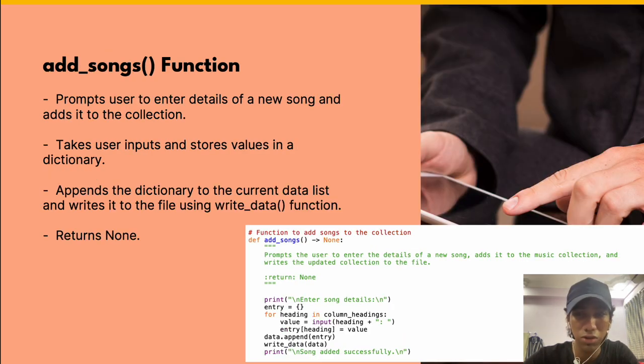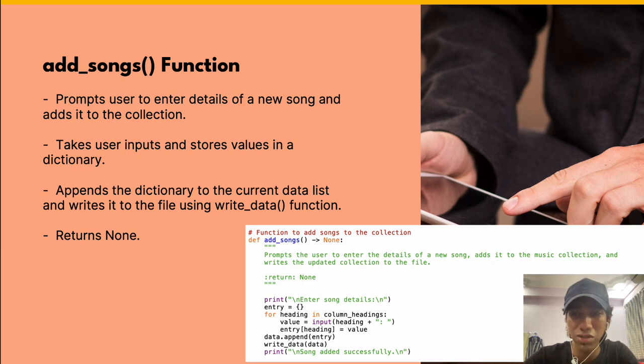Next, we're going to talk about the explanation of the add songs function. The add songs function prompts the user to enter the details of a new song, adds it to the music collection, and writes the updated collection to the file. The function prints the prompts to enter the song details. It defines an empty dictionary called entry to store the song information.